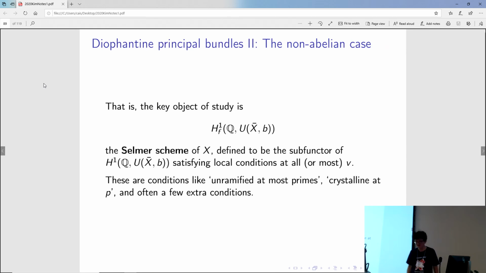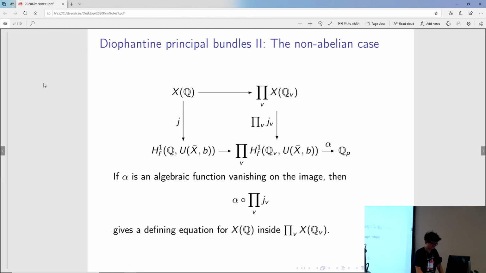So the key object of study is not the whole thing, of course, right? So this as well, Bjorn mentioned. You put all these conditions, Hodge theoretic conditions, and replace this by something that says H1 sub F, right? That you get conditions like unramified at most primes, crystalline at p, and so on. So this I'll go over again tomorrow.